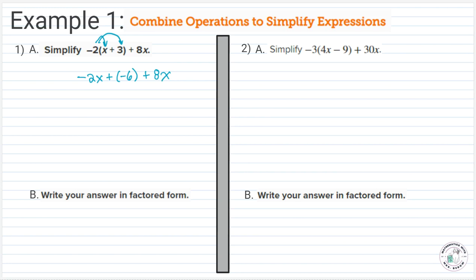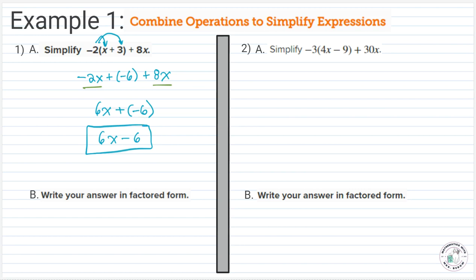Then taking a look at my like terms, we have the -2x and we have the 8x. -2 plus 8 is going to be a positive 6, and then we just got to make sure we add our variable to the end of it. And we still have that plus -6, but we're going to rewrite this as just -6 because that is the best way of writing our final answer here.